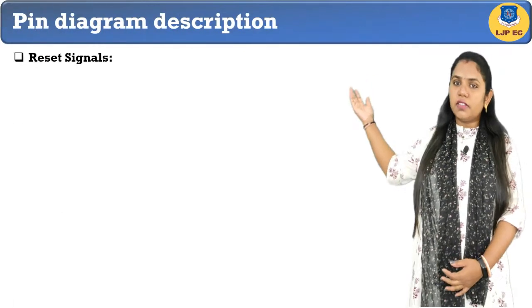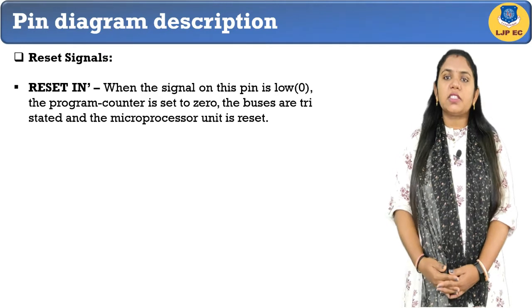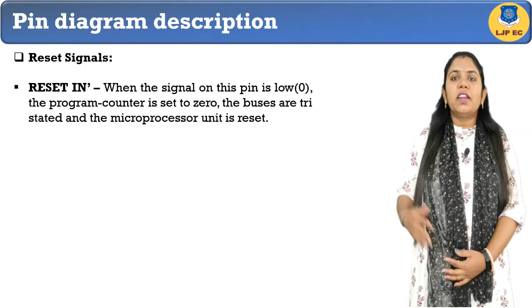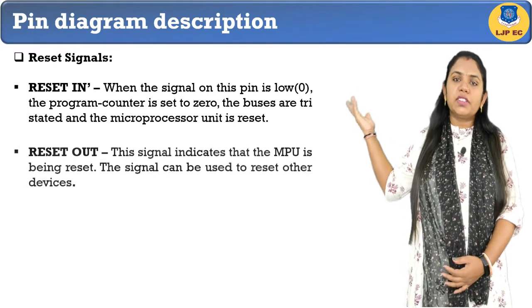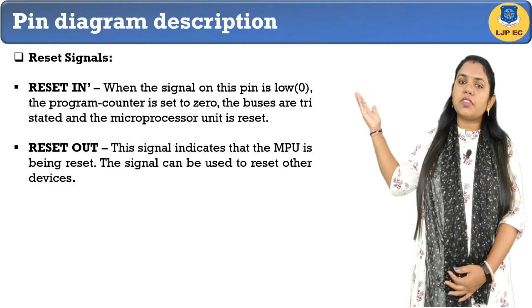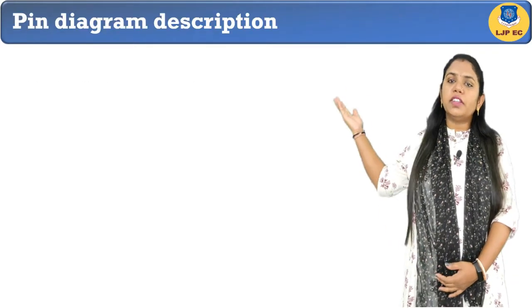Next, reset signals. First, reset in. When the signal on this pin is low, the program counter is set to 0, the buses are tri-stated and the microprocessor unit is reset. Reset out. The signal indicates that the microprocessor is being reset. The signal can be used to reset the other devices.